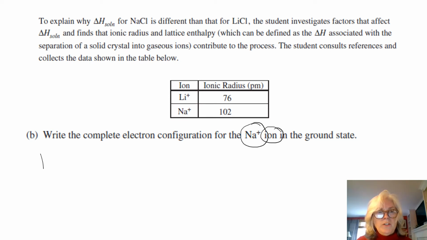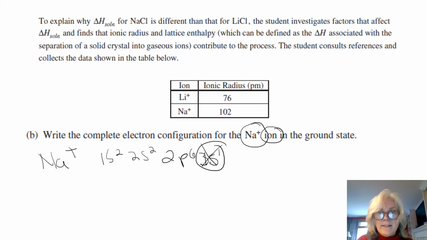If I were to just do sodium alone, sodium alone would be 1s2, 2s2, 2p6, and then 3s1, because it's a group 1. But since it's an ion, that goes away, because that's the electron. That is my valence electron. That's what I lost. So this would be the electron configuration for the sodium ion in the ground state.